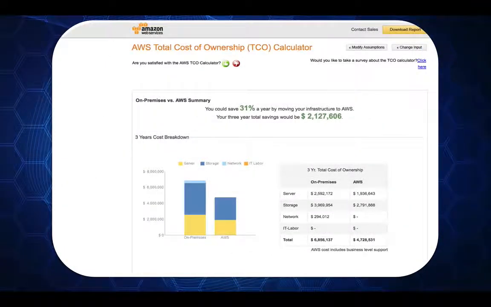When we analyze the total cost of ownership calculation, we compare AWS and on-premise. We are saving 31% a year when we move our infrastructure to AWS.